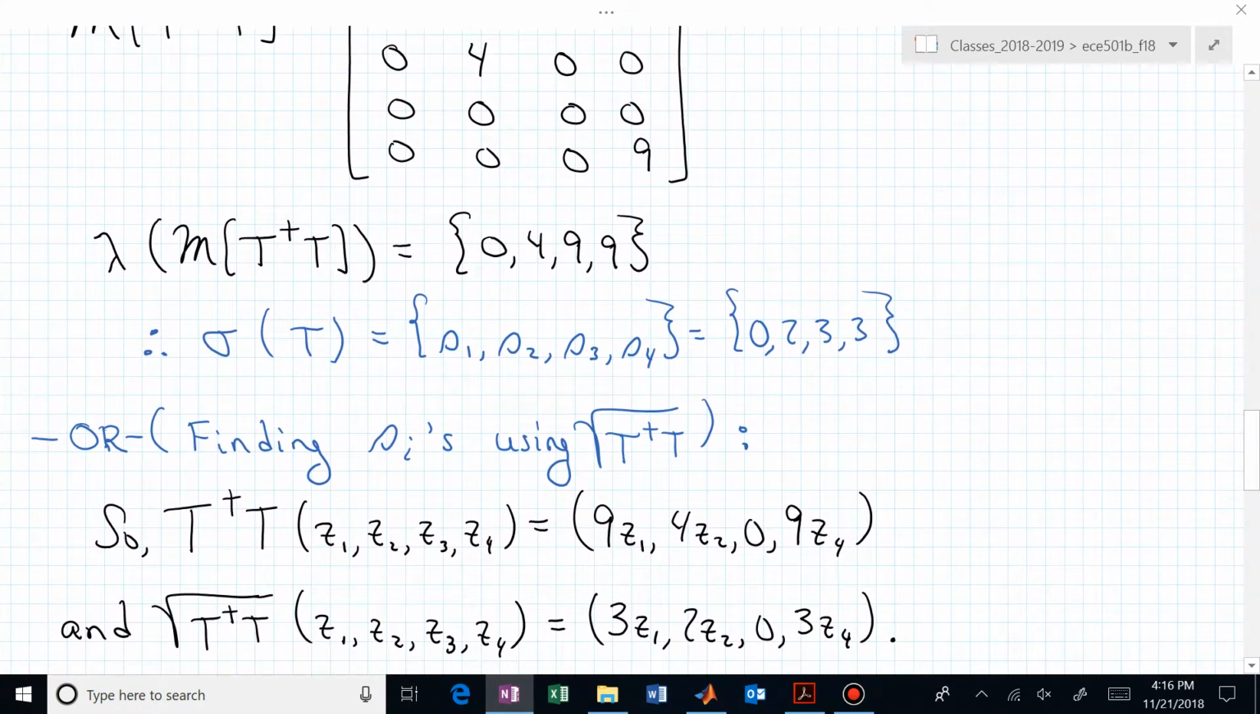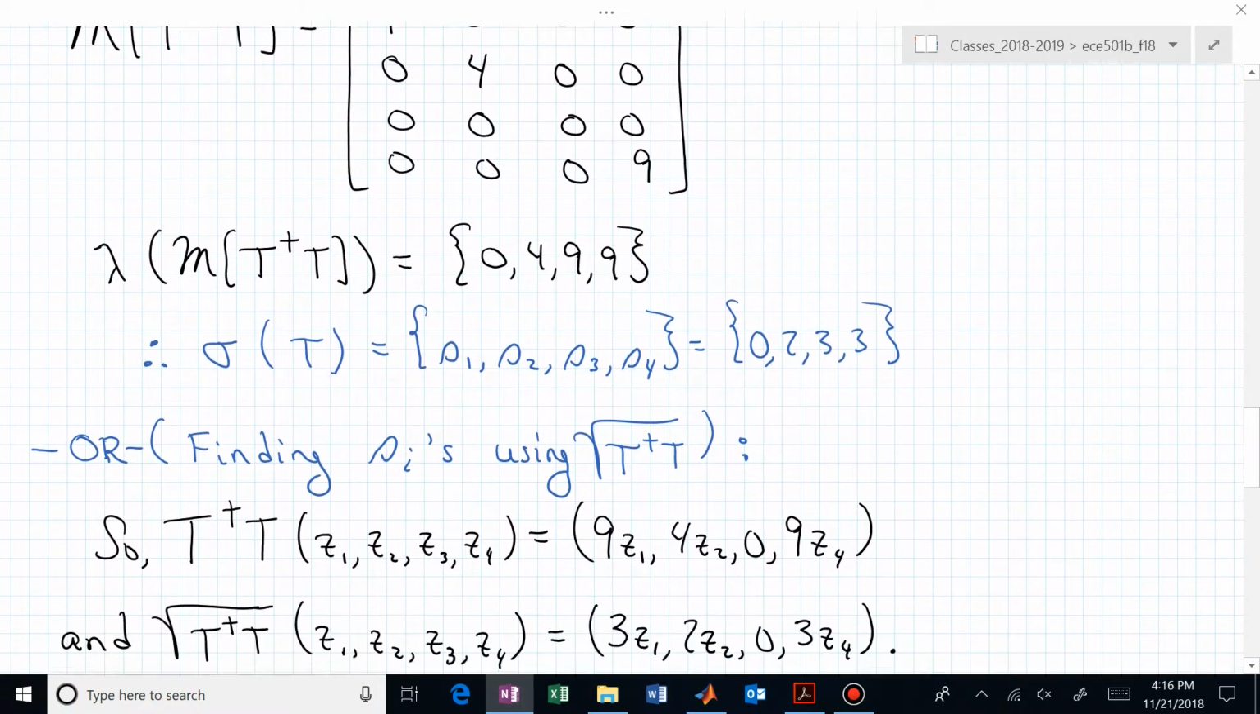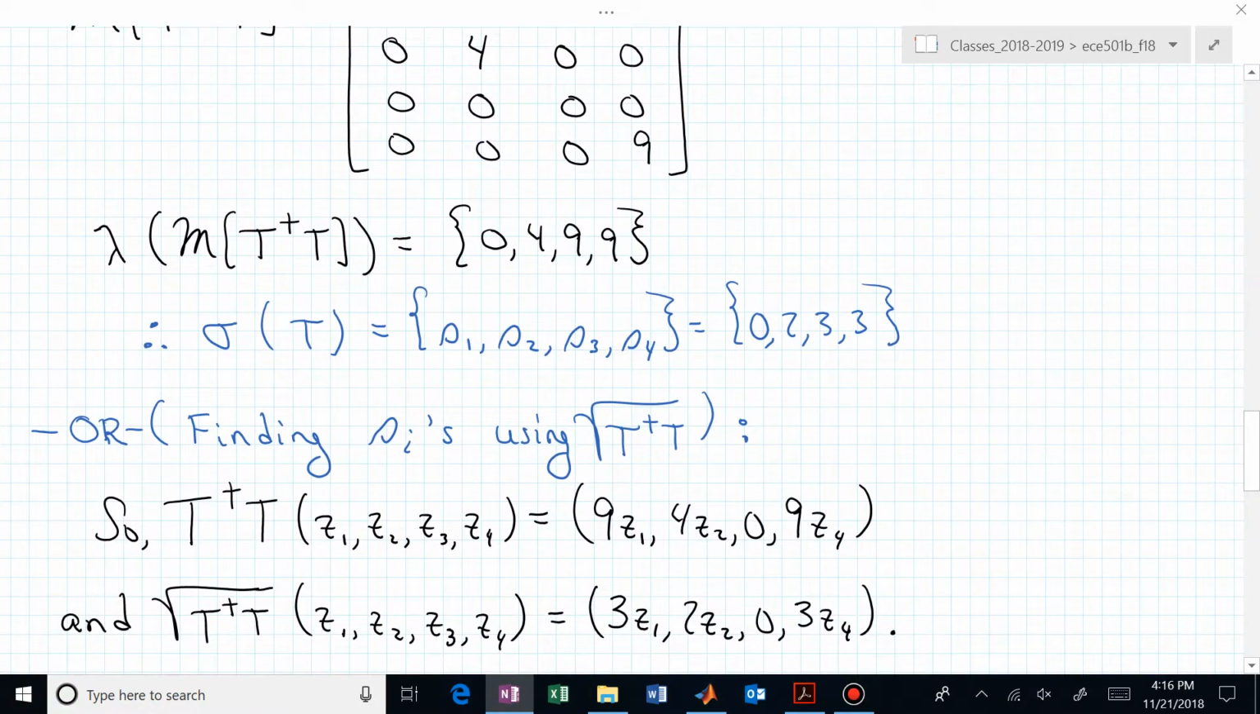The linear operator associated with t dagger t is easy to find from the matrix representation of t dagger t. We're simply weighting the corresponding coordinate in the input vector by 9, 4, 0, and 9, and that's now our linear map associated with t dagger t. That is pretty clean to find the square root. In some cases it's not so easy, but this example was cooked up, and so it's easy to find the square root of that particular operator t dagger t.